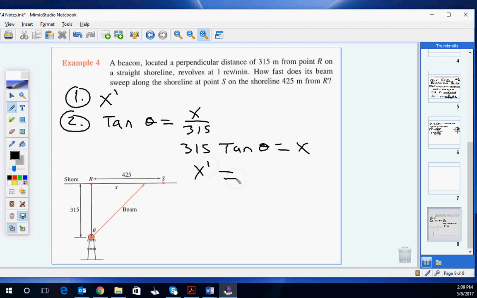Cool. That's going to be, what's the derivative of tan? In the sheet there, secant squared, right? And then don't forget theta prime. We need the theta prime there. Okay, we have x prime by itself now. What do we want? Or excuse me, we have what we want. What do we need from here? So we don't need an x, right? We need a theta and a theta prime, okay?